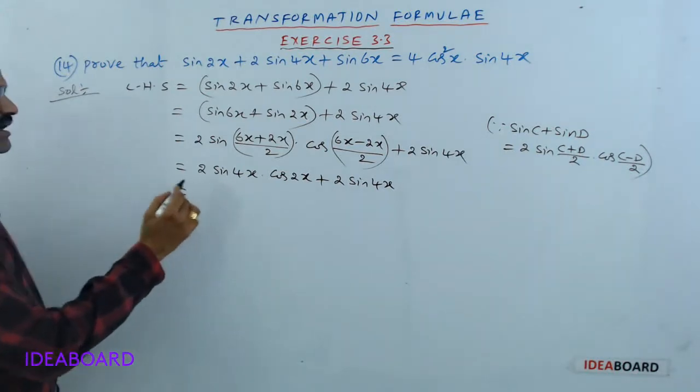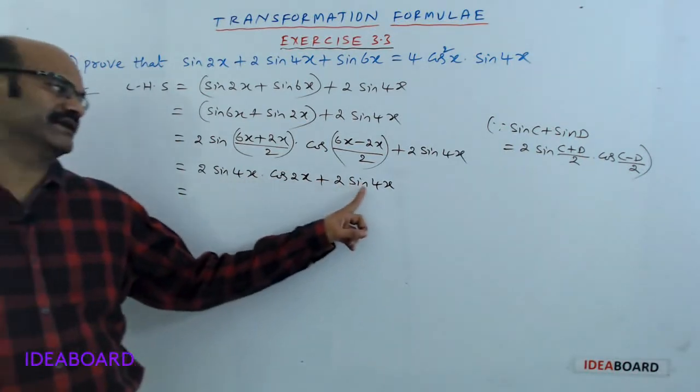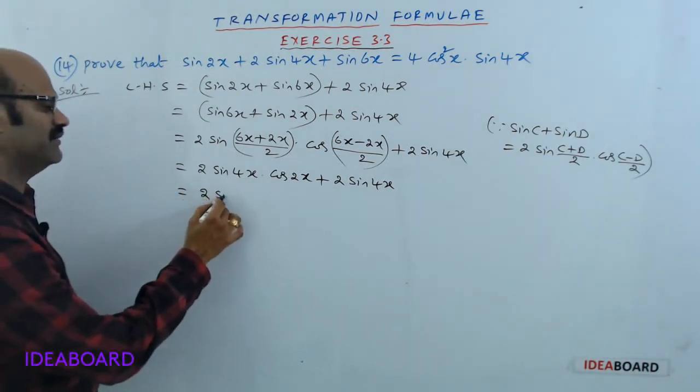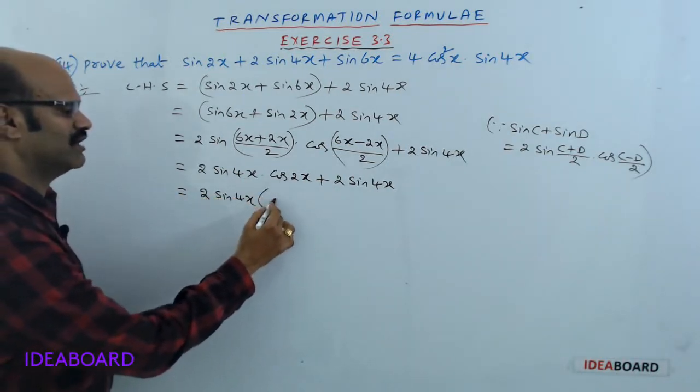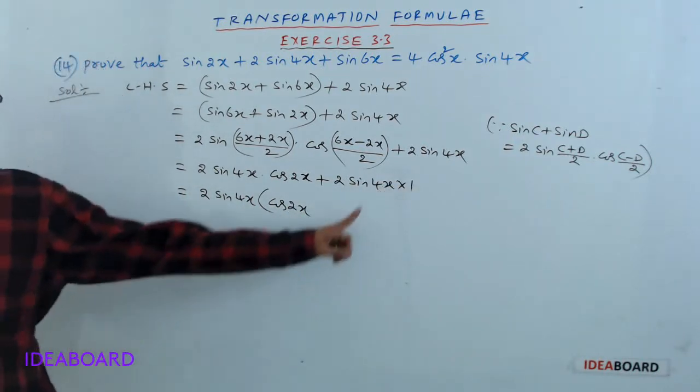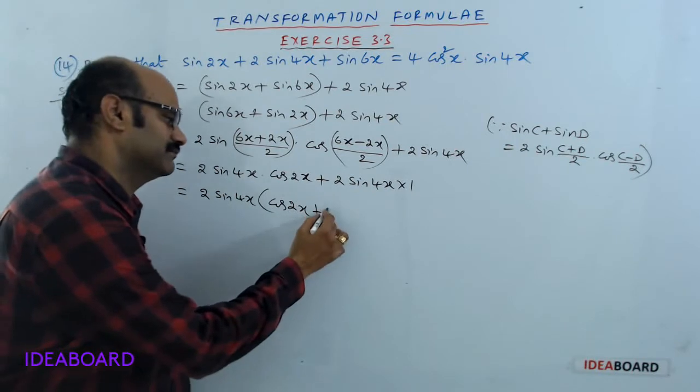Now take common 2 sin 4x here. If you take common 2 sin 4x, here we have cos 2x and here you have into 1. So you can take it as plus 1 here.